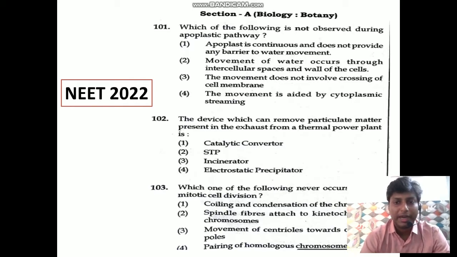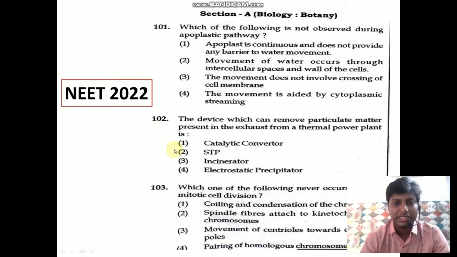So how is that particulate matter removed? Here in these options, dear students, the first option is catalytic converter. Now, catalytic converter is not used in thermal power plants. It is generally used inside vehicles to remove the harmful gases, right? So catalytic converter cannot be the answer. STP basically stands for sewage treatment plant. So this is definitely not the case, because sewage is the waste which has been led into the waters, either industrial waste or domestic waste, right?